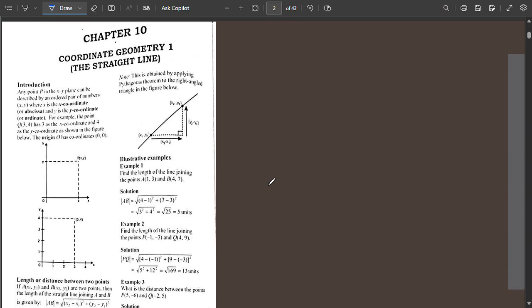Right, let's move on. Any point P in the xy plane can be described by an ordered pair of numbers, where x is the x coordinate or abscissa, and y is the y coordinate or ordinate. For example, the point Q, which is (3, 4).